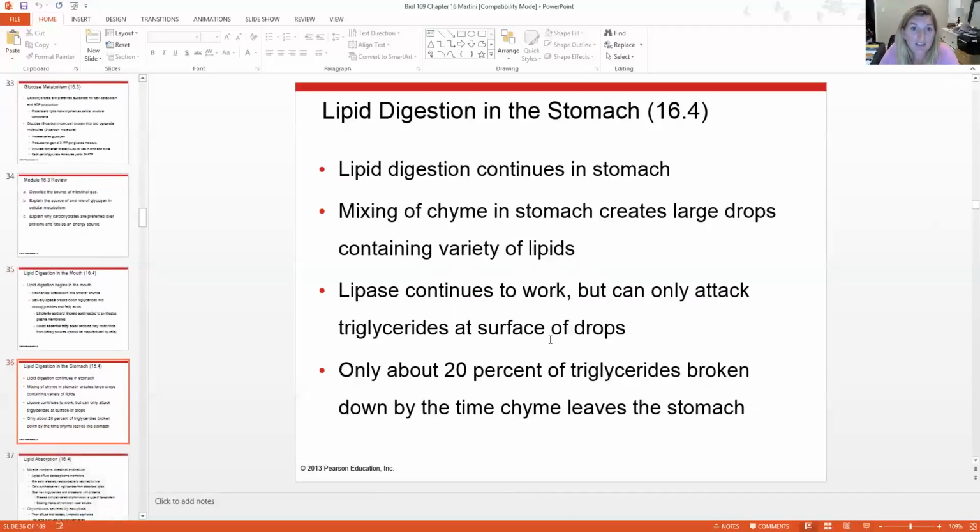Lipid digestion continues in the stomach. Chyme in the stomach is going to create large drops of liquids as it mixes around since they're insoluble. The lipase can continue to work but only attack the surface triglycerides at that point. So only 20% of triglycerides are broken down by the time the chyme leaves the stomach.